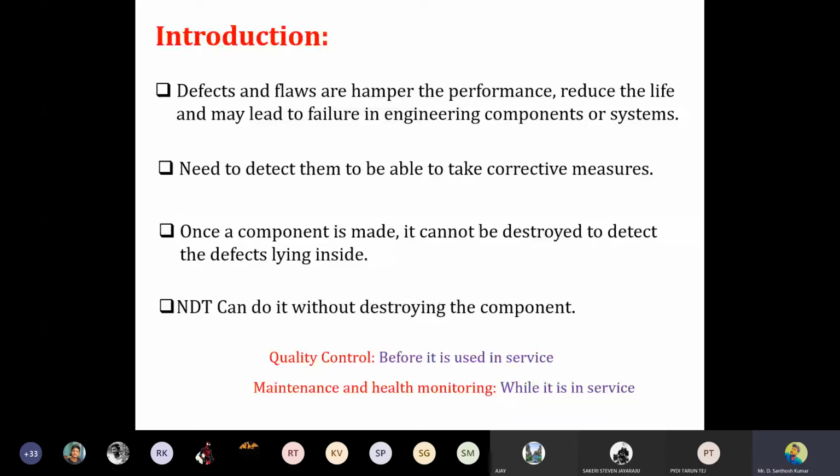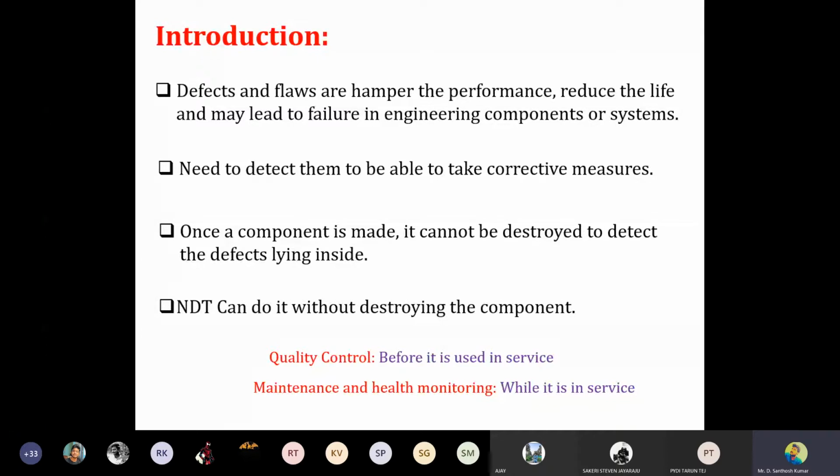And also we have another objective. So what exactly is that objective? When a component is being used in a particular system, there are possibilities that some flaws or defects can develop during the service. Everyone knows about this or has experienced it: some components fail during the service.